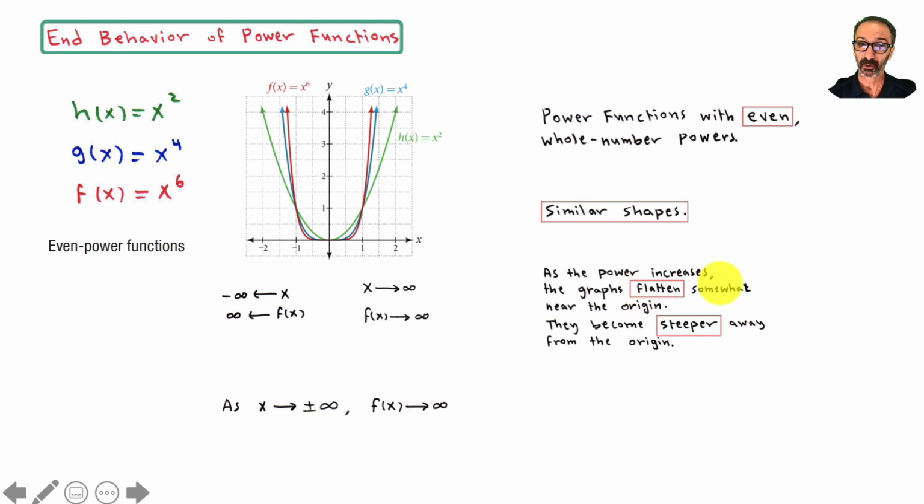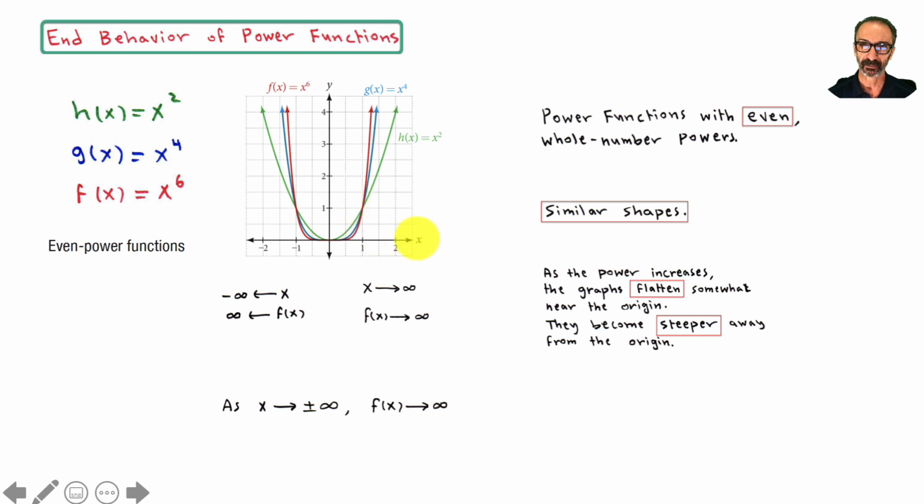As the power increases, the graphs flatten somewhat near the origin, and they become steeper away from the origin. What do they mean by this? Notice that they all go through (1, 1), this point right here. Why? 1 to the second, 1 to the fourth, 1 to the sixth is all 1, so that's why they all go through the point (1, 1).